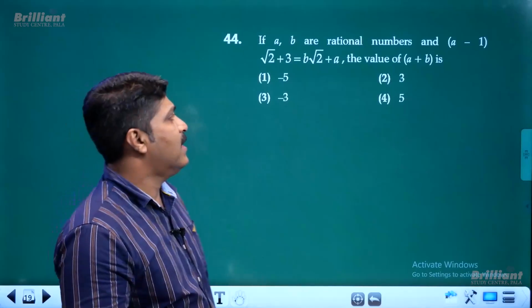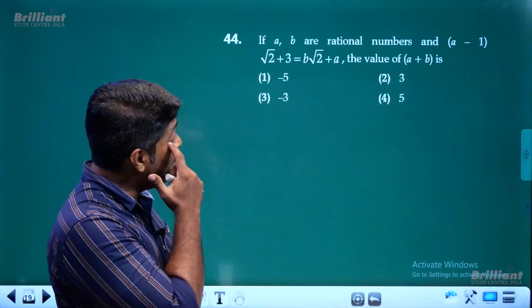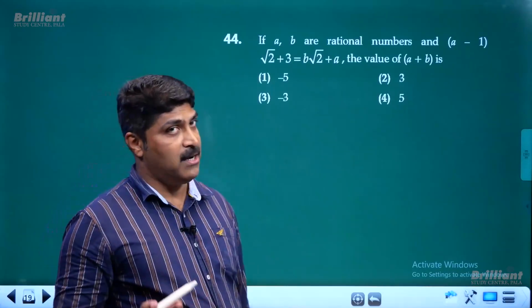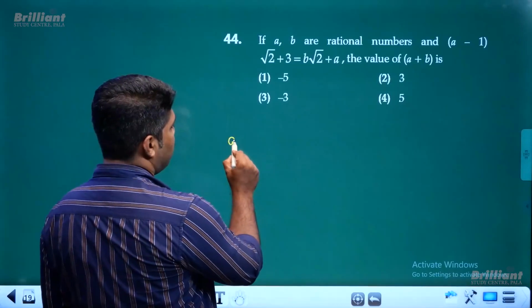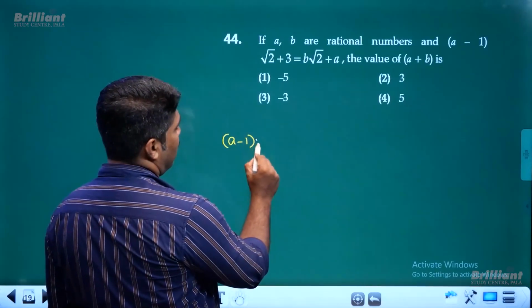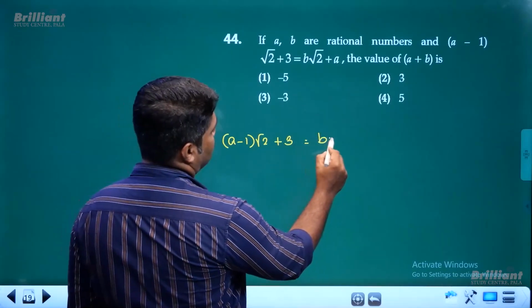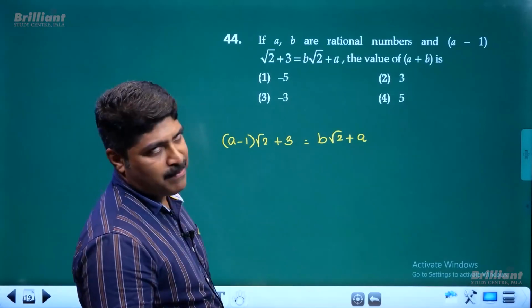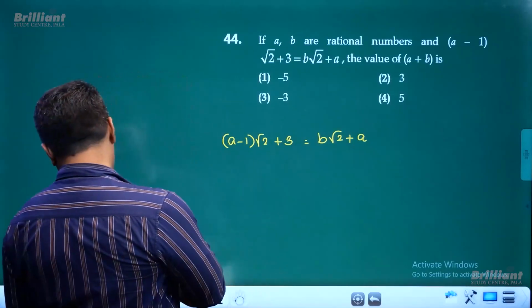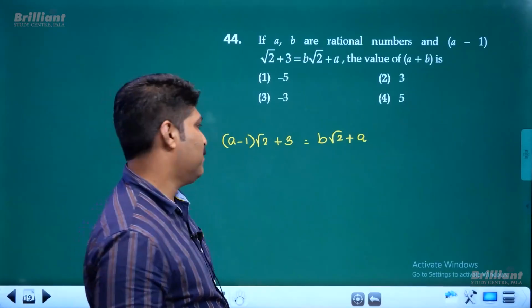And another one, that's a question from surds. A and B are rational numbers, and (A minus 1) into root 2 plus 3 is equal to B root 2 plus A. Then A plus B is a tricky one. So here the trick we are applying is to equate the like terms.